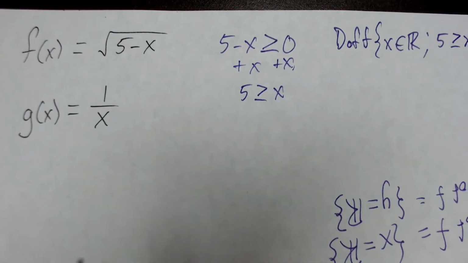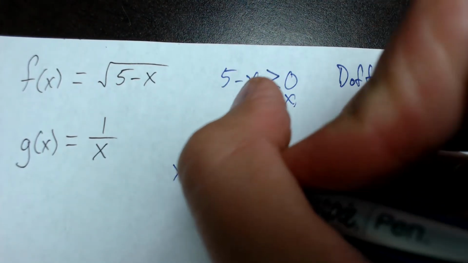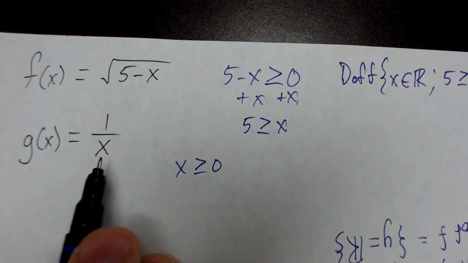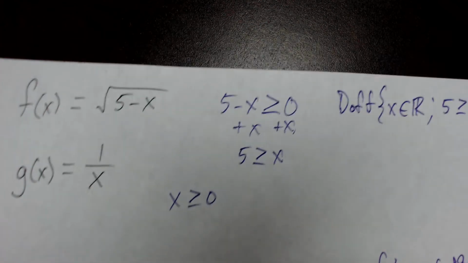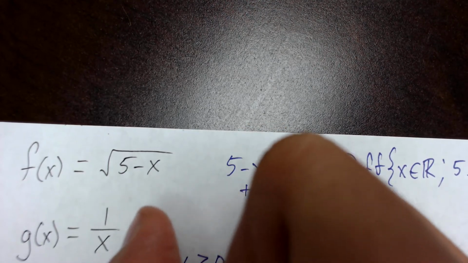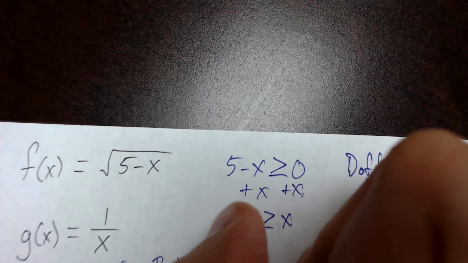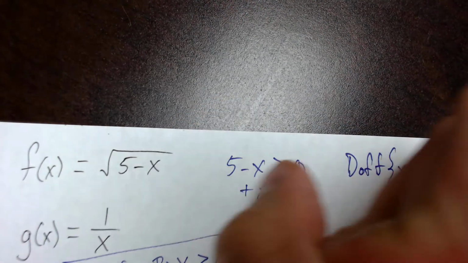Now the second one, we're going to do the same thing. All we do is we set x in an inequality greater than or equal to 0, and we plug it into the equation. So since there's nothing happening on this denominator, then that's going to be my answer right there. So I'll put the domain of g is x as it equals the set of all real numbers as long as x is greater than or equal to 0.